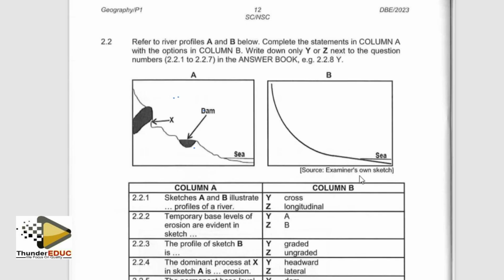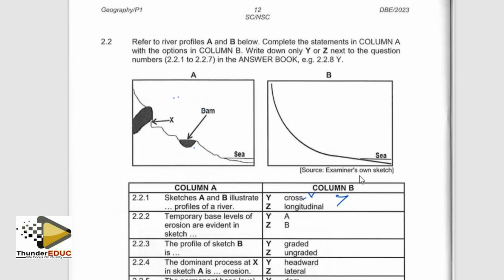So there is a C here, the permanent base level of erosion. First sketch illustrates which profile? A and B. A and B illustrate that profile of the river. The cross is wrong. So this is longitudinal. Longitudinal means you see a river from the source to the mouth. The source is there, the mouth is here. So these two are longitudinal.